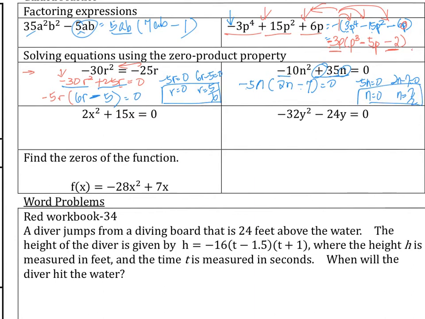Okay, now let's look at another one. 2x squared and 15x, I factor out the x because between 2 and 15, there's no GCF. So this would be 2x plus 15. So then x would equal 0, 2x plus 15 equal to 0, and this would be x equals negative 15 over 2.